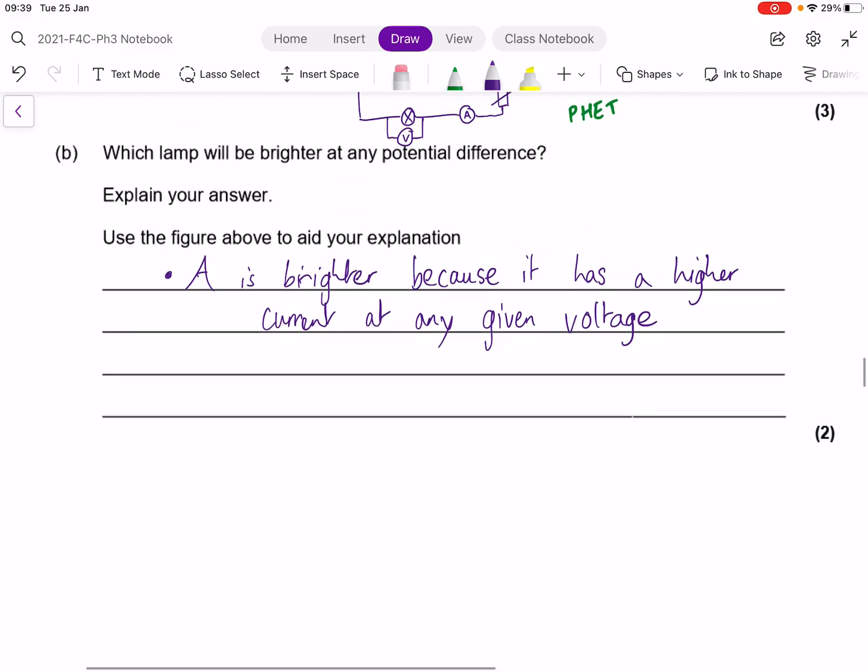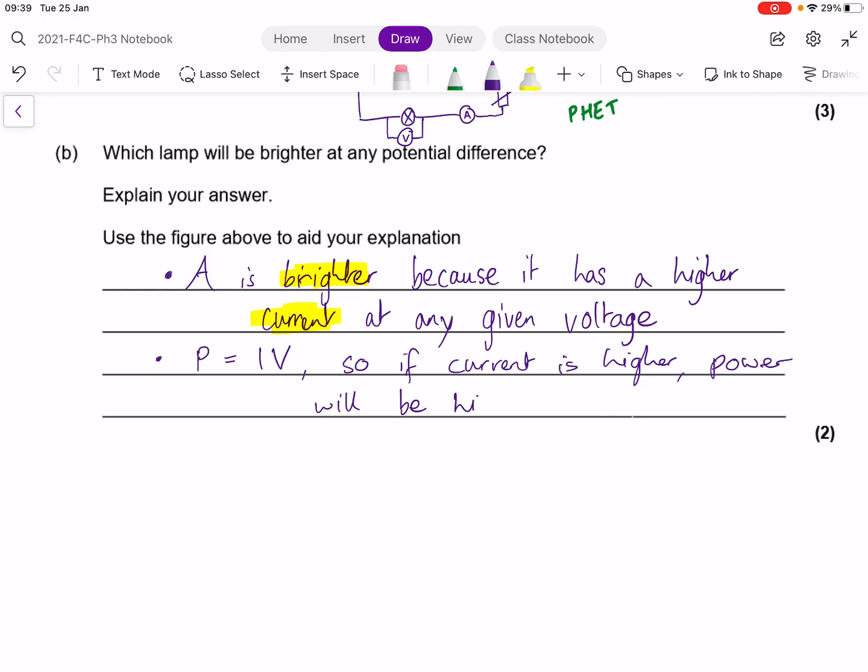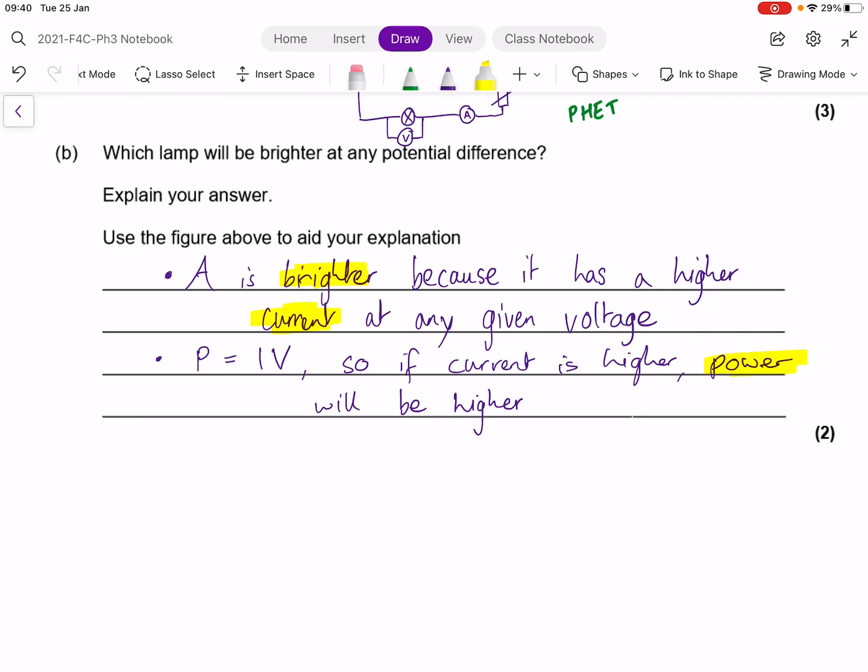Now I need to link this idea of brightness to current. How am I going to do that? Well, that's going to be my power equation. Power equals current times voltage. So if current is higher, power will be higher. And try and think about, what does power mean? Power is the energy per second. So this is the energy used per second. So if it's using more energy per second, it's going to be brighter, right? And that's how we answer that one.